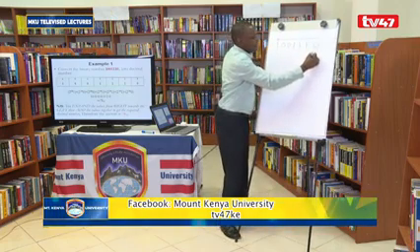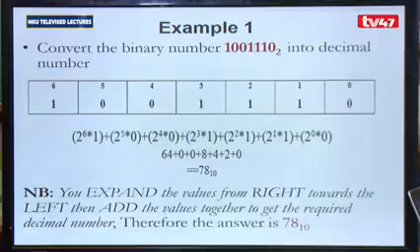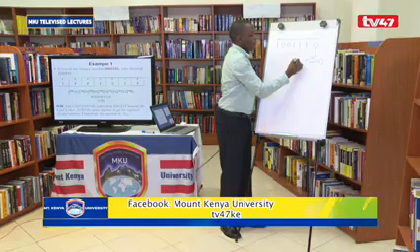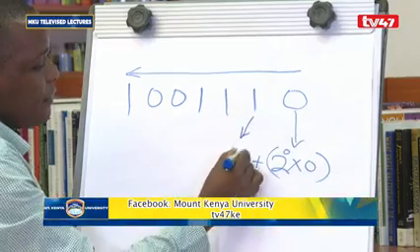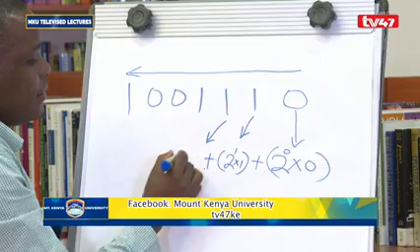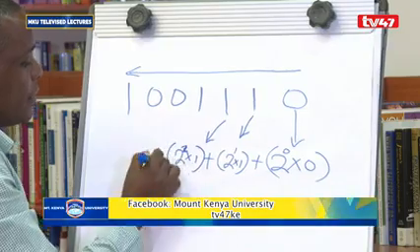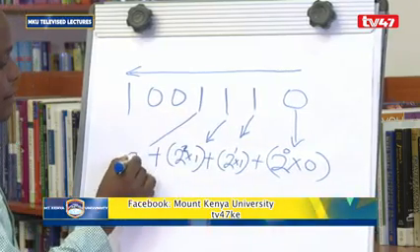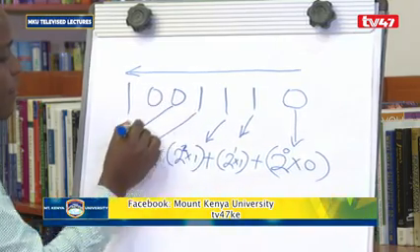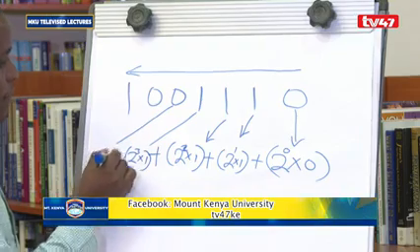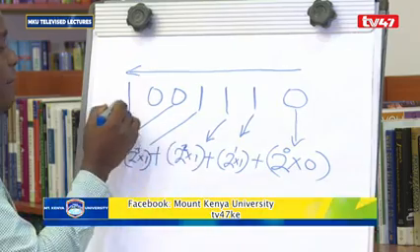So the first digit, you represent them using base 2: 2 to power 0 times this 0, plus 2 to power 1 times this 1, plus 2 to power 2 times this 1, plus 2 to power 3 times this 1, plus 2 to power 4 times this 0, and the process continues until the last one. This will be 2 to power 5, 2 to power 6.